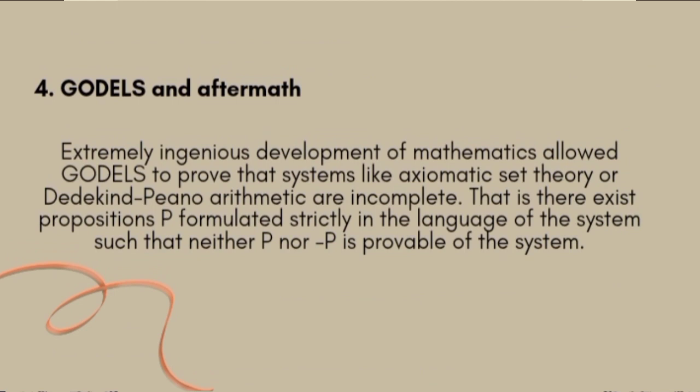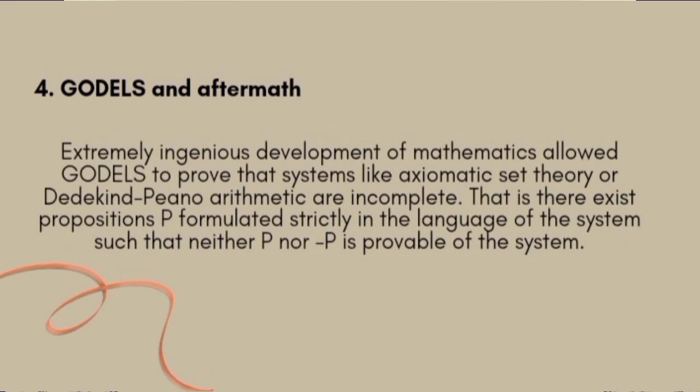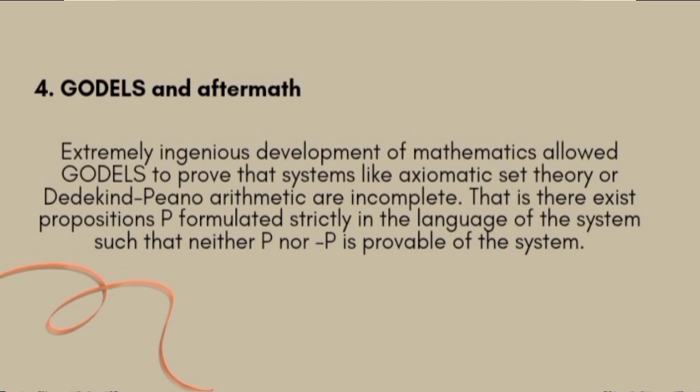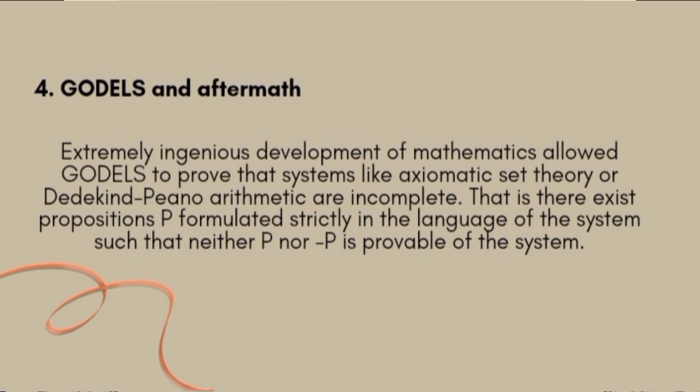Number 4. Gödel and aftermath. An extremely ingenious development of mathematics allowed Gödel to prove that systems like axiomatic set theory or Dedekind-Peano arithmetic are incomplete. That is, there exist propositions P formulated strictly in the language of the system, such that neither P nor not-P is provable in the system. In the end, the debate made it clear that mathematics and its modern methods are still surrounded by important philosophical problems. But when it comes to laying out the bare beginnings, philosophical issues cannot be avoided.